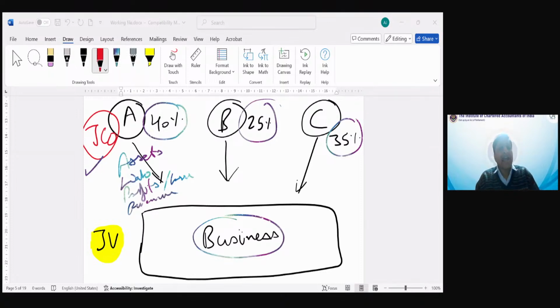Vivor is asking, sir, if H has 60% in B subsidiary, H also has 30% in C associate, then which companies will form a part of CFS of H? Then there will be three companies: H, of course, B as a subsidiary, and C as an associate. All three.